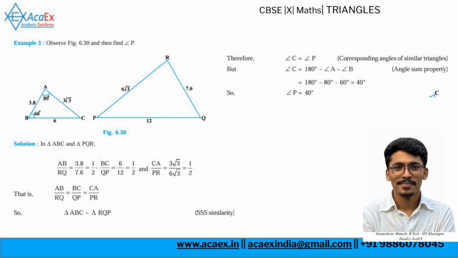Because the triangles are similar, their corresponding angles are equal. Therefore, angle C is equal to angle P. Using the angle sum property in triangle ABC, angle C is 180 minus 80 minus 60, which is 40 degrees. Therefore, angle P is also 40 degrees.